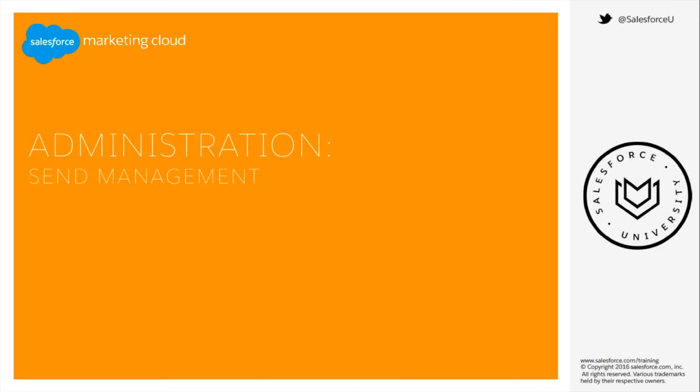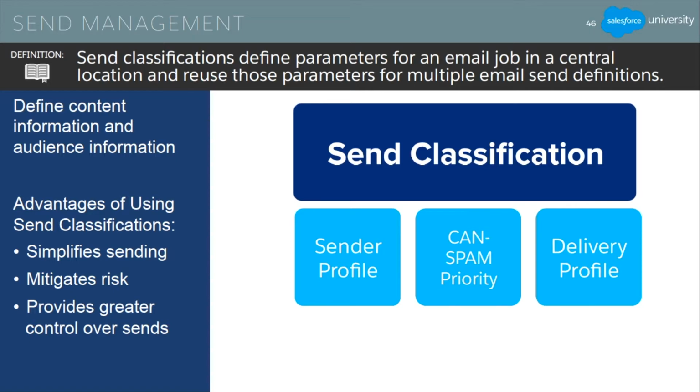All right. We're in the home stretch now. So with administration, we're going to talk about send management. Send management pertains to the sending form: when we are doing a send, you're going to see send classification. If you adjust that drop down, then two other drop downs adjust accordingly. So the send classification really has three parts: a sender profile, a delivery profile, and when we define the delivery profile, part of that definition on that screen is our CAN-SPAM priority.